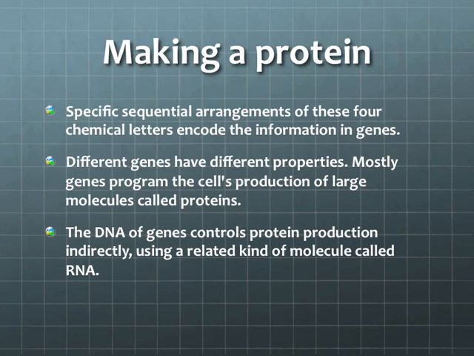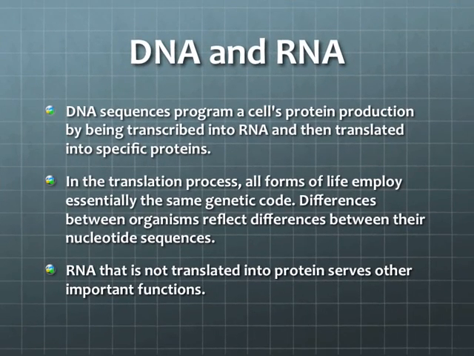Next slide. So DNA sequences program a cell's protein production by being transcribed into RNA and then translated into specific proteins. While this translation happens, all forms of life employ essentially the same genetic code, and differences between organisms reflect differences between their nucleotide sequences. RNA that is not translated into protein serves other important functions, such as regulating the functioning of protein coding genes.